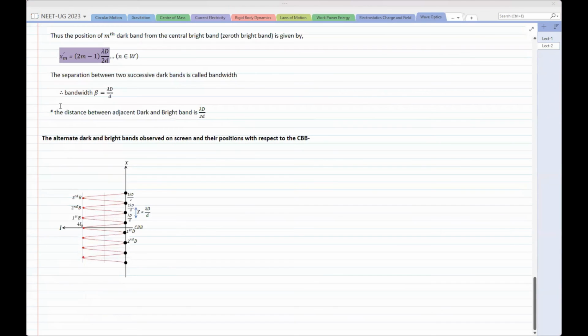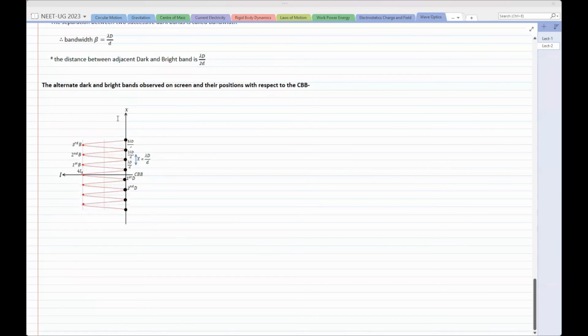Okay, so the distance between the adjacent dark and bright band is lambda D by 2d. The alternate dark and bright bands observed on screen and their positions with respect to the central bright band look like this. ये 4 I naught है, intensity maximum. Then sub bright bands का intensity same 4 I naught है, and the position is 0 for the central bright band. Then bright bands मैंने 1 B लिखा है, वो सारे bright bands हैं.